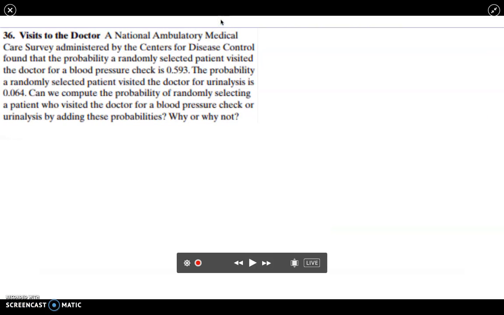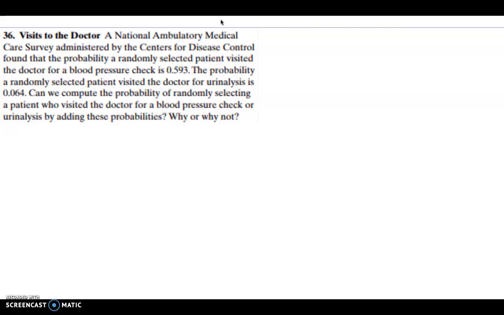Okay, this is part 3. We're looking at the general rule of addition when it comes to probability. And this one we've got visits to the doctor.